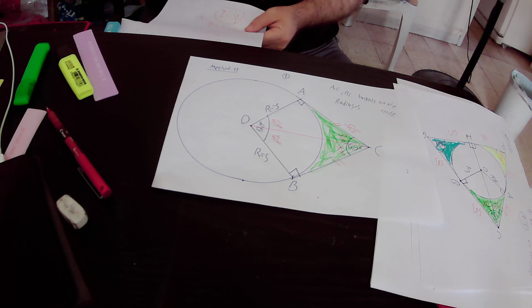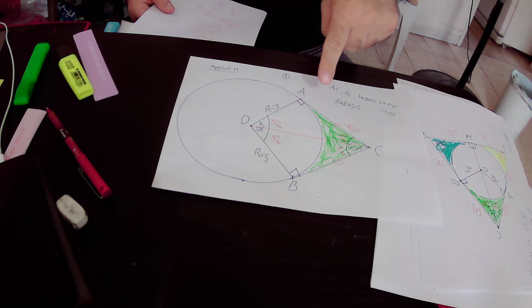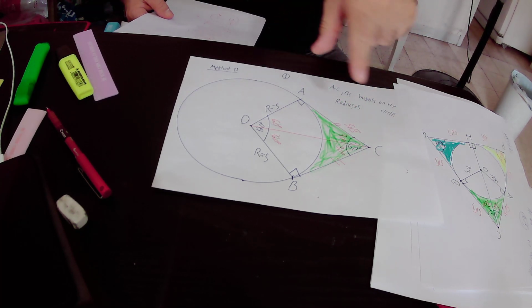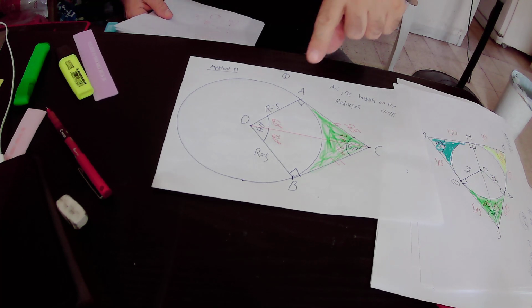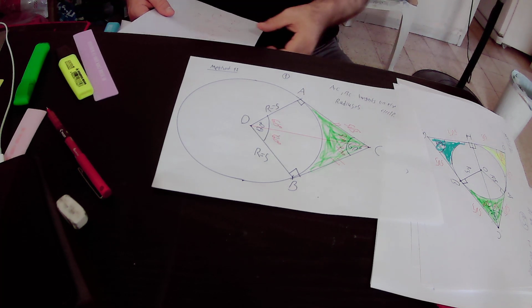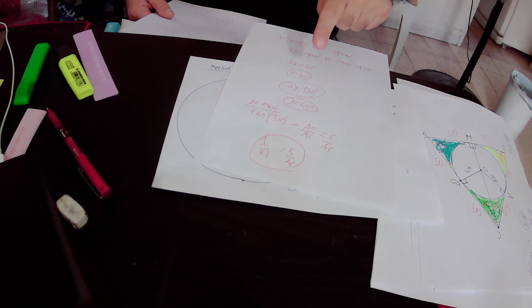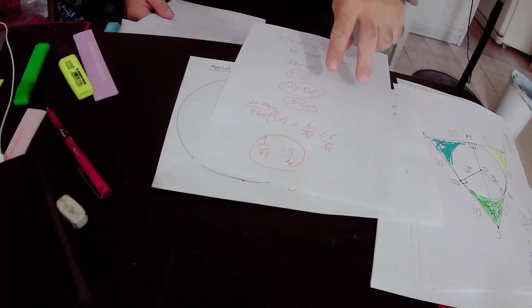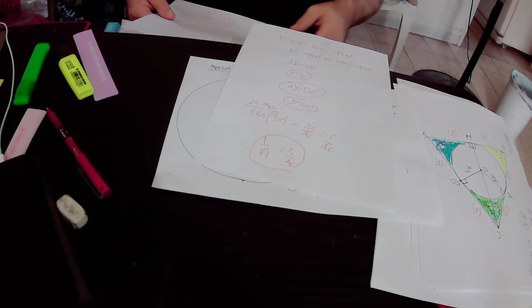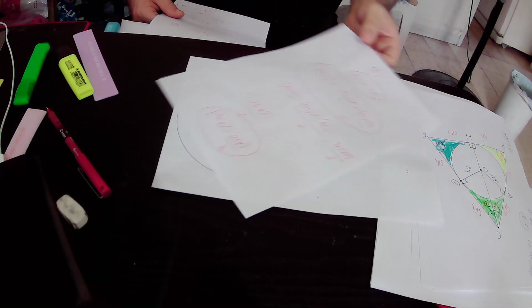Okay, then we focus on triangle ACO, the right triangle. We know that tangent 30 degrees equals AO over AC, but we know that AO equals 5 units and AC is a variable that we want to find out. So tangent 30 degrees equals 5 over AC, and the only missing variable here is AC, and we found out that AC equals 5 times root 3.